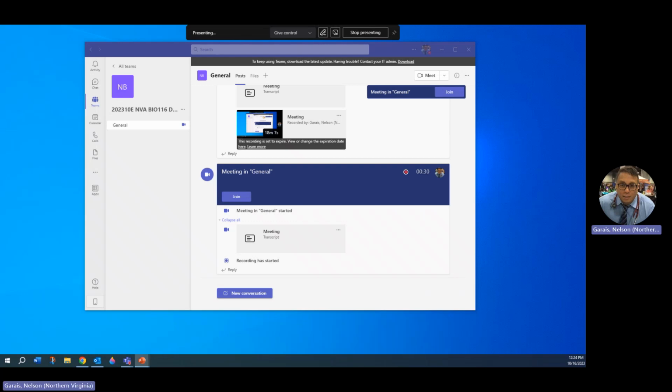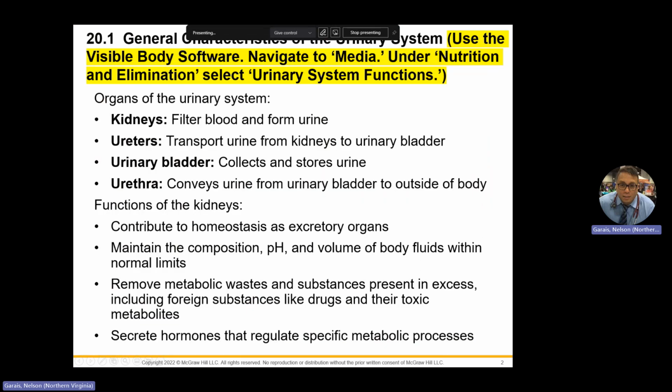Okay, chapter 20, of course, is renal. The renal system is comprised of the kidneys, ureters, urinary bladder, and urethra in that order. The kidneys are the star. Everything else is a delivery system to get urine out of the body.